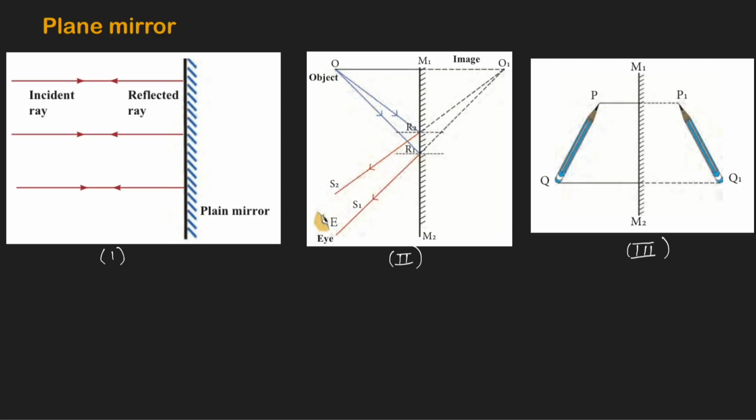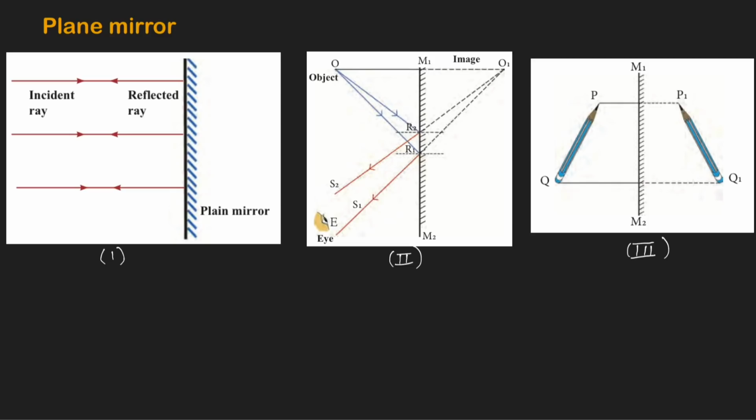From this we also got one important point. When reflected rays do not actually meet, then the image formed by that object is a virtual image. When the two reflected rays do not meet, then the image formed due to that object is a virtual image.